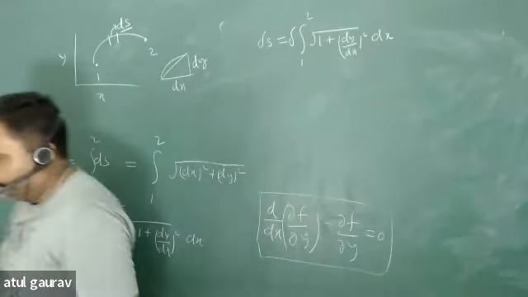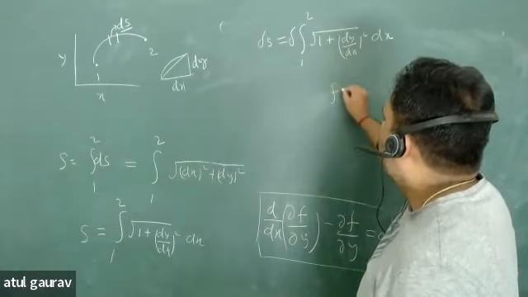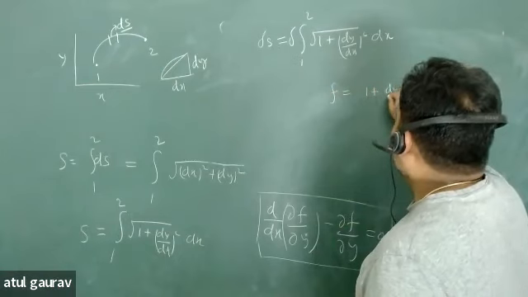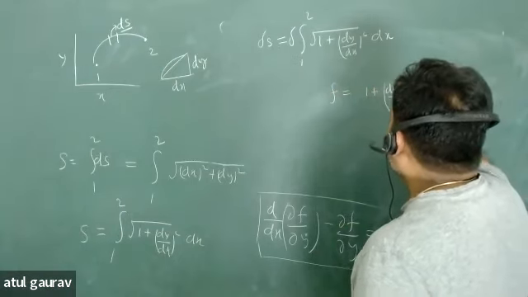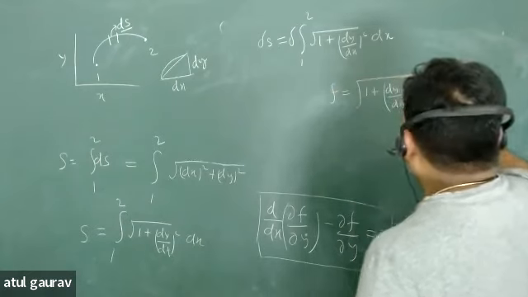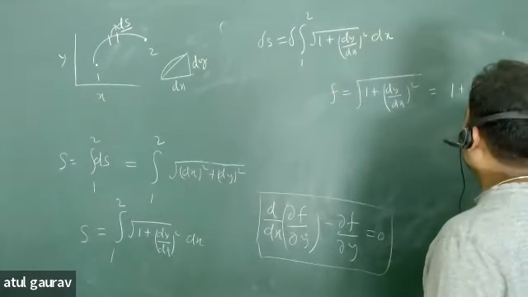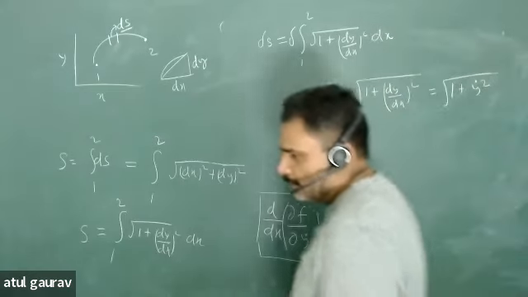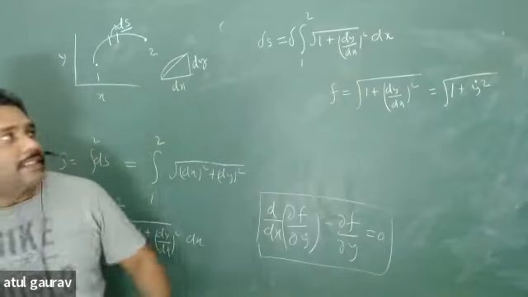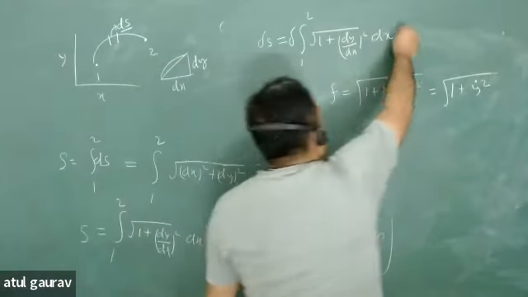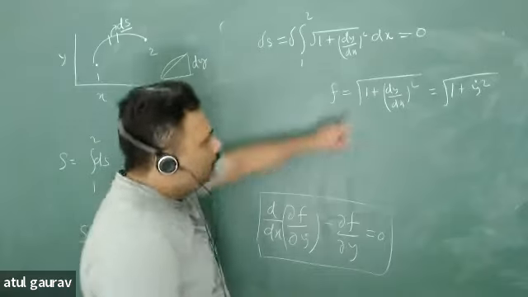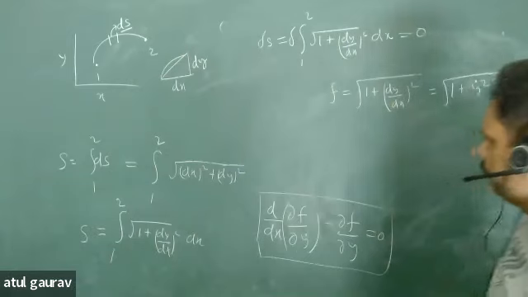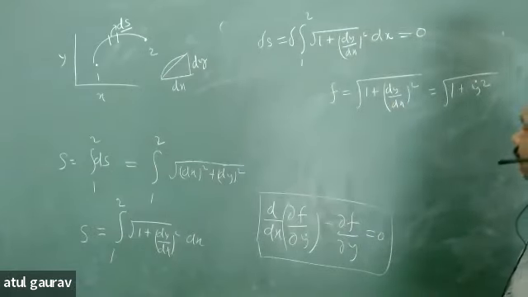What is f here? f is nothing but the square root of 1 plus (dy/dx) squared, that is, the square root of 1 plus y dot squared. If this is my f, and it is going to optimize, that means this value must be equal to 0. That means this f must satisfy the Euler-Lagrange equation, isn't it? This f must satisfy the Euler-Lagrange equation.